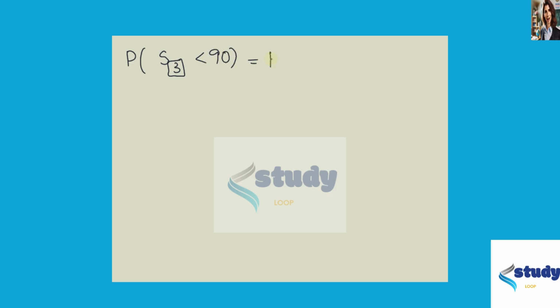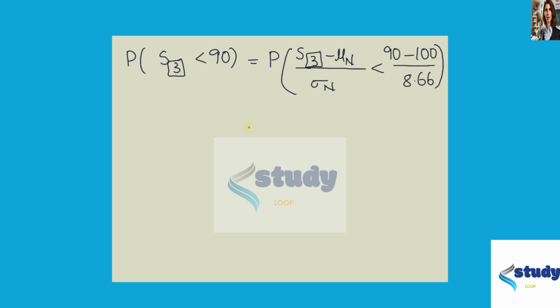Now we have to find the probability of requirement S3 is less than 90. So which is equal to probability of S3 minus mu n divided by sigma n, that is less than 90 minus mean, here 100, divided by 8.66, which is equal to probability of z less than minus 1.15. So according to the z table it is 0.1241.